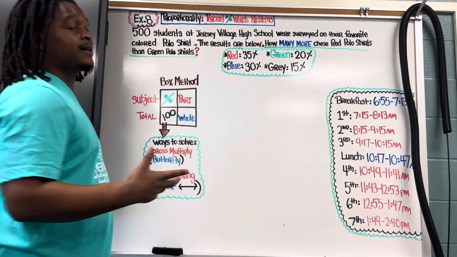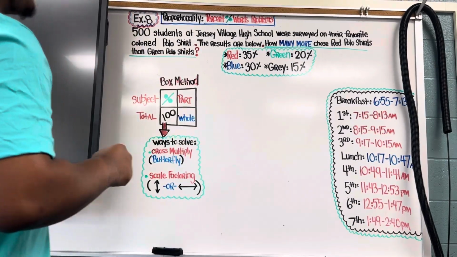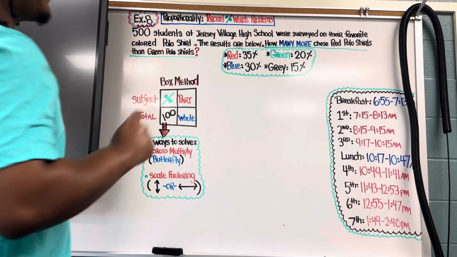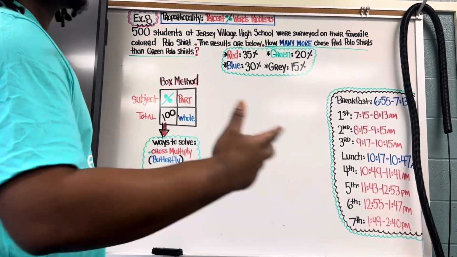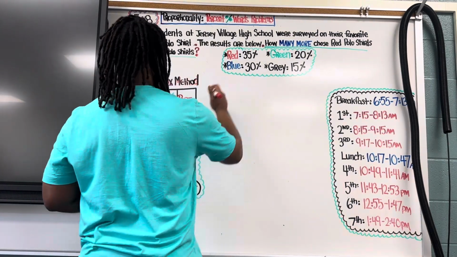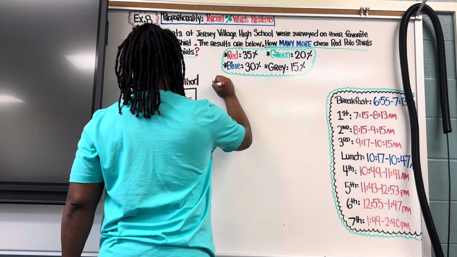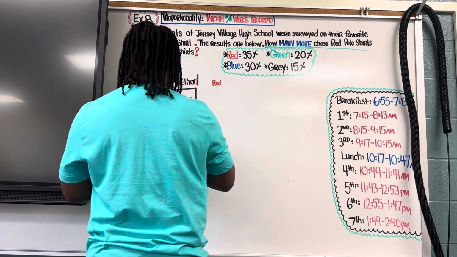Because it's claiming that more chose red than green based on the percentages, that lets me know that I'm going to have to do the box method twice. One box method for the red polo shirts and then one box method for the green polo shirts. So let's go ahead and do that, guys. I'm going to put red here. Now, let's go ahead and do the red.